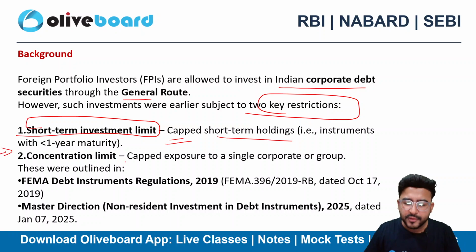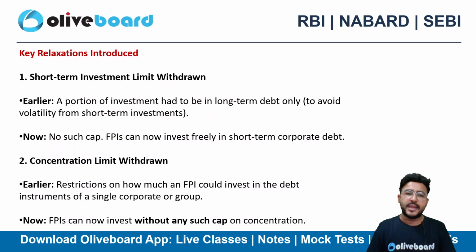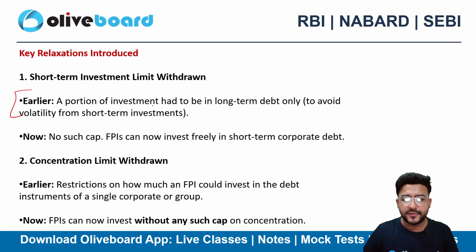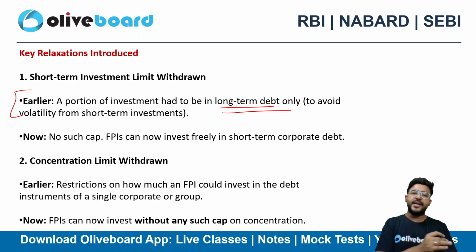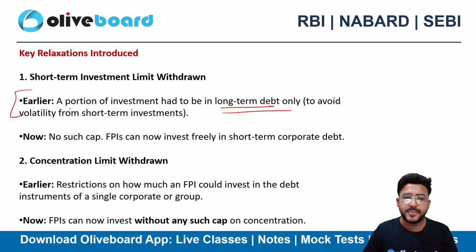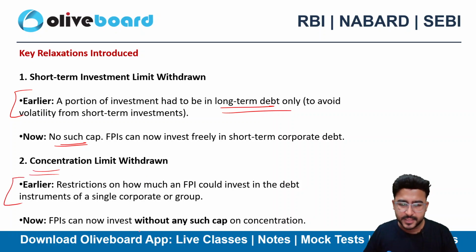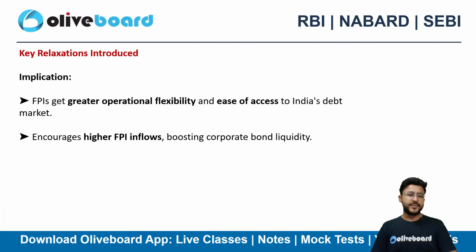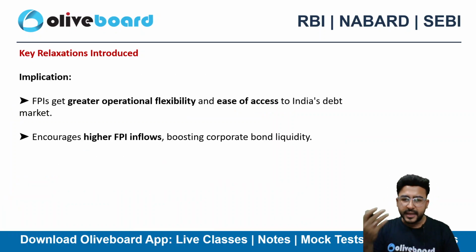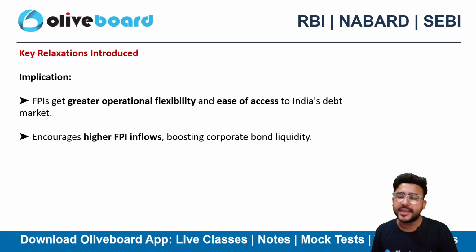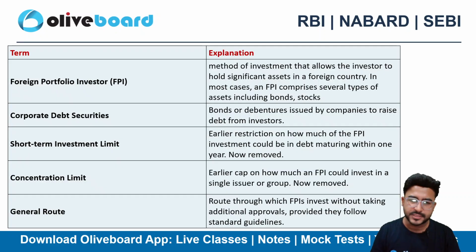However, now these limits have been relaxed, okay? Earlier a portion of investments had to be kept in long-term debt only. Now I can keep it irrespective of this limit. So now no such cap is there. The cap has been removed, obviously just to promote FPI investment in India, right? Concentration of withdrawal limit. Earlier there was a concentration limit as well. Now it has been completely relaxed, okay? So the implications: definitely it will give greater flexibility and ease of access to India's debt market, and it will also encourage high FPI inflows in our market, right?